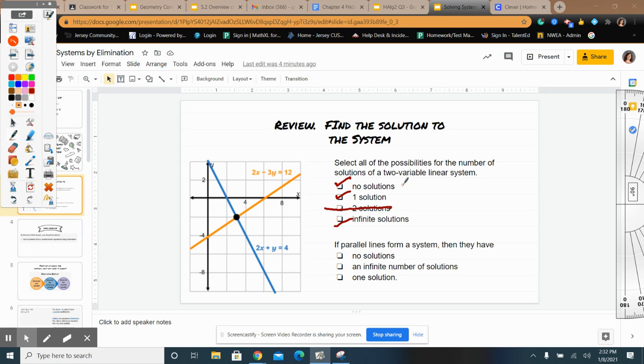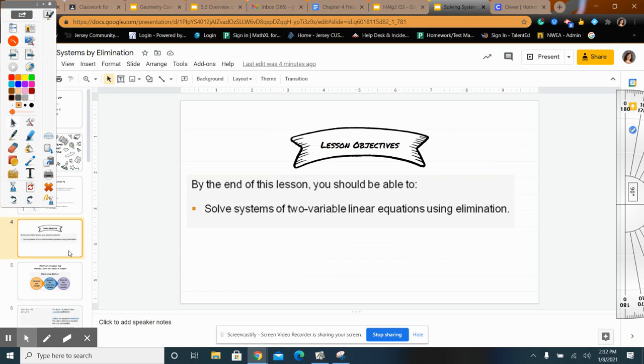And if you remember, this was called inconsistent. This was called independent and consistent. And this was called dependent and consistent. If parallel lines form a system, then they have how many solutions? They have no solutions because they do not touch anywhere. They have no points in common.